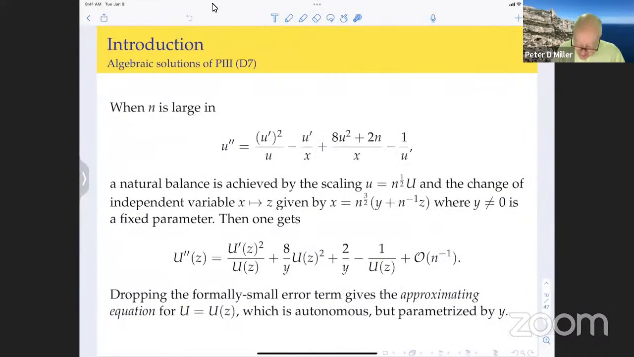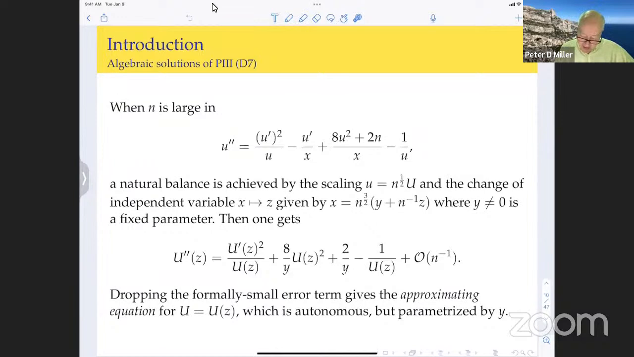Okay, so here's the D7 equation again. And I wrote it with delta being -1, beta is 2n, and alpha is 8, the way that we said we would write it. So when n is large in this equation, it sort of is begging to be treated formally anyway by some kind of dominant balance argument. So you can look at the equation and figure out, when n is large, how should the u scale? How should the x scale to achieve some dominant balance?